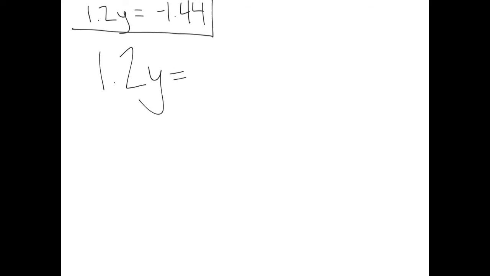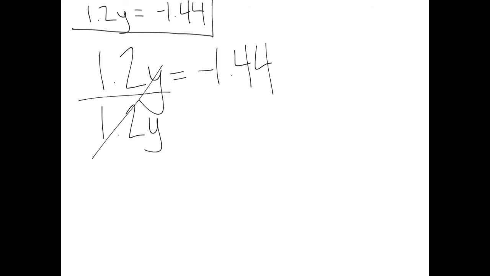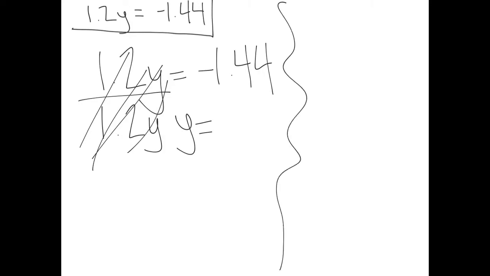Okay, so next we have 1.2y equals negative 1.44. So we'll have to divide because multiplication undoes division. So we have to divide each side. So y equals whatever this turns out to be. So we're going to do a division problem to the side here.